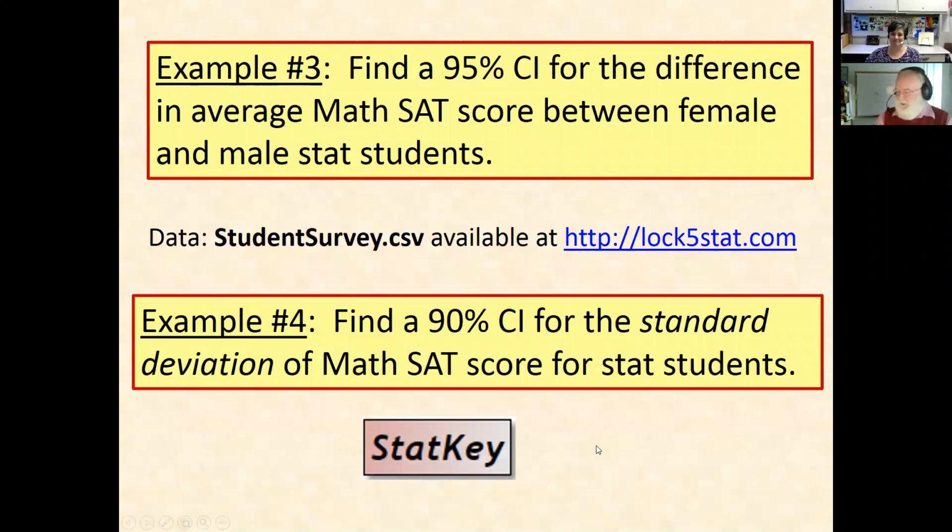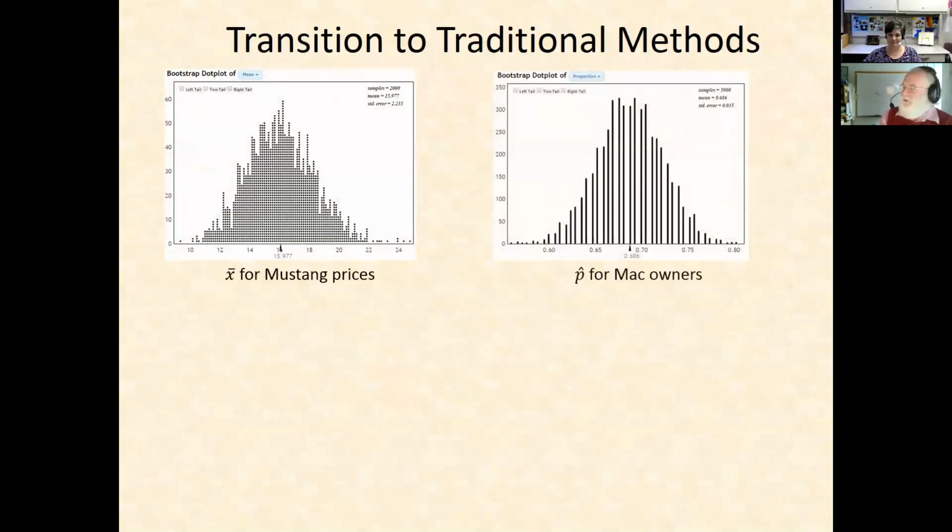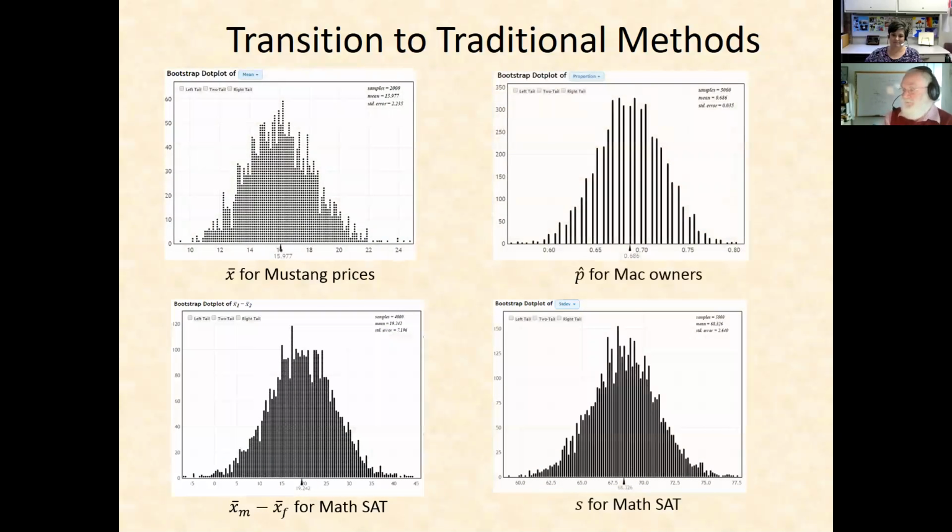All right, so that was just a reminder to make sure I went to StatKey there. Now a little bit about making the transition to traditional methods, because we do want to make sure that when students are done with the course, they still know what a t-interval is, and they can still do traditional methods. Here are the four examples we've done fairly quickly today.